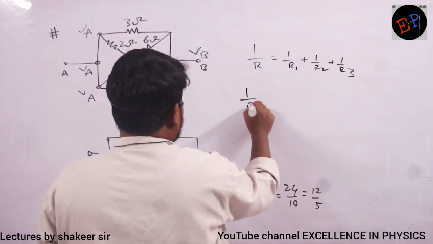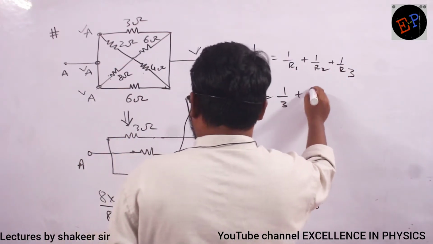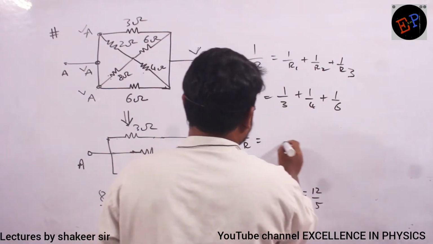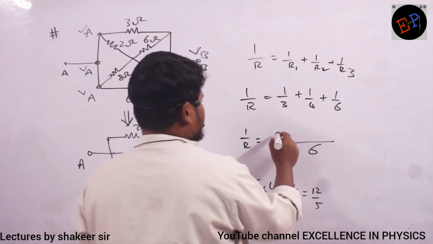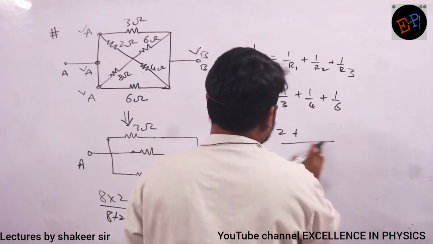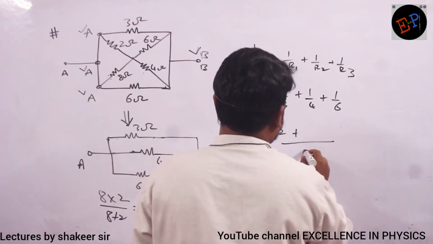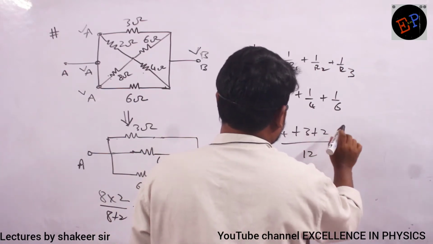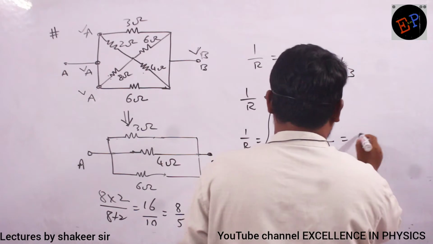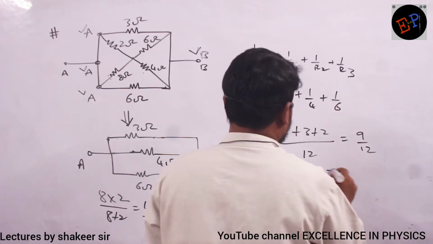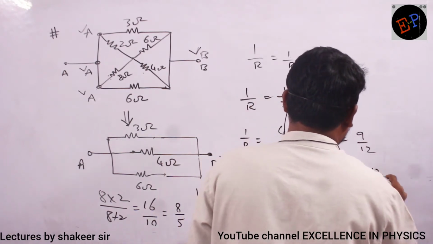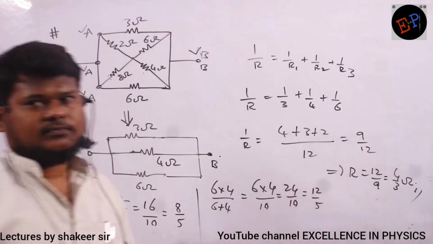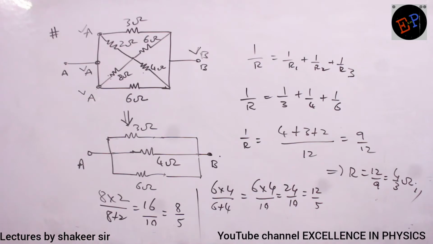So 1 by 3 plus 1 by 4 plus 1 by 6. LCM I can take 6. Okay? So it is 2 plus, LCM is not 6, it is 12. So 4 plus 3 plus 2. So how much? 9 by 12. So therefore R value is how much? 12 by 9, which is equal to 4 by 3 ohms. That is my answer. Fine? That's it.